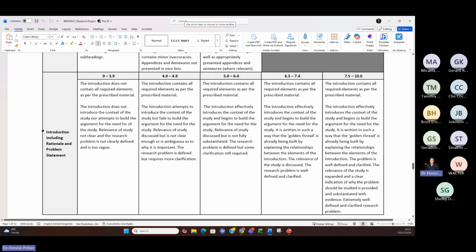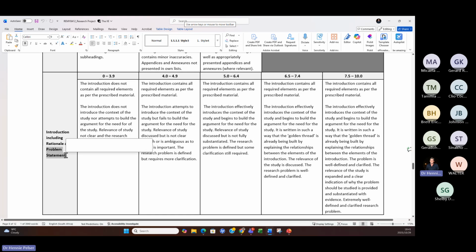So your introduction is separate. Sub elements to your introduction will be your rationale, and remember your rationale is the reason. What would happen if we leave this problem alone? Why is it a burning issue? Why is it important for us to research that?